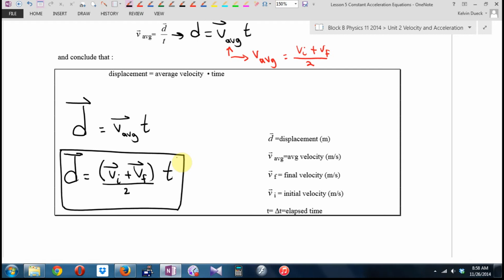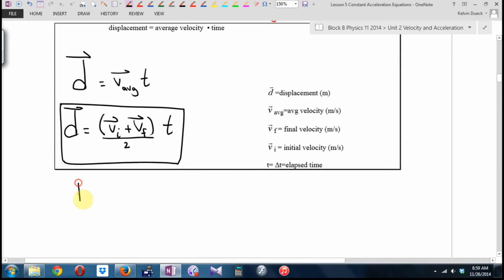By the way, what we're going to be looking at is this row right here. We've already derived the first one, VF equals VI plus AT. The second one is that equation, except how did I type it up on the formula sheet? Did I put a little divided by 2? No. Jordan, what did I put instead? Is dividing by 2 the same as timesing by a half? Yes, it is. So on your formula sheet, it looks like this: d, displacement, equals 1/2 (VI plus VF). Is that what it says on your formula sheet?